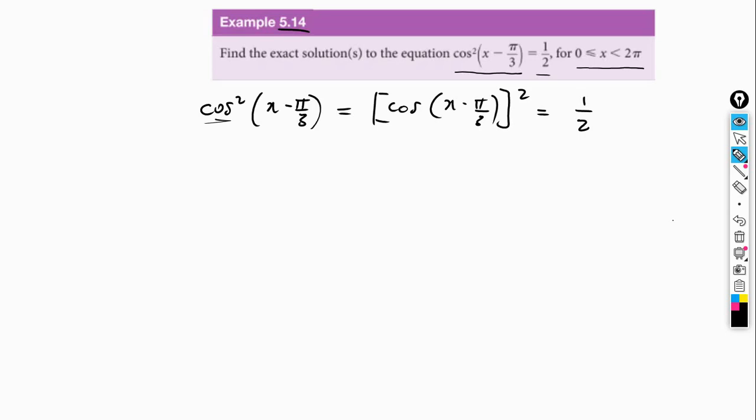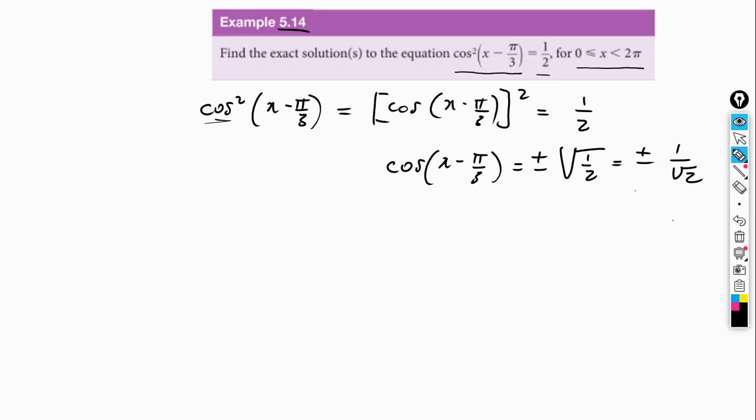Therefore, we can find a solution by square rooting both sides, and we get that cosine of x minus pi thirds is equal to plus minus. Remember that we have to use plus and minus when we square root. So this is going to be plus minus the square root of 1/2, which is the same as plus minus 1 over square root of 2. So that means that our reference angle is 45 degrees.